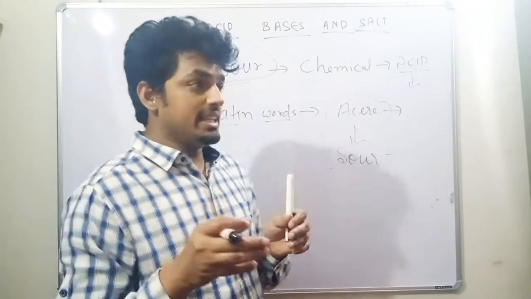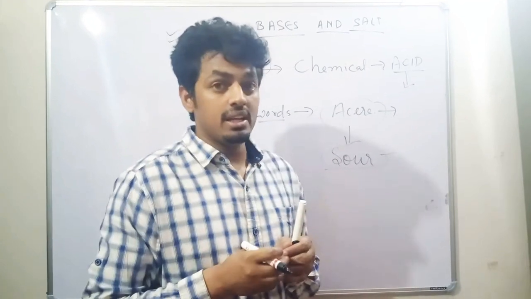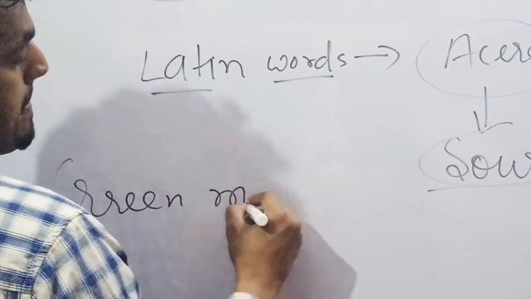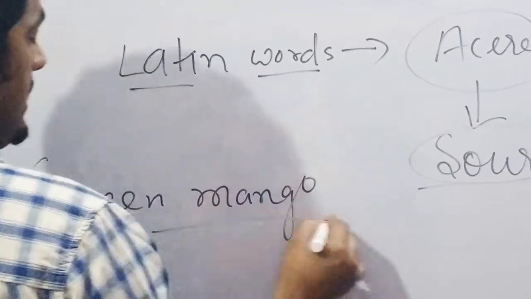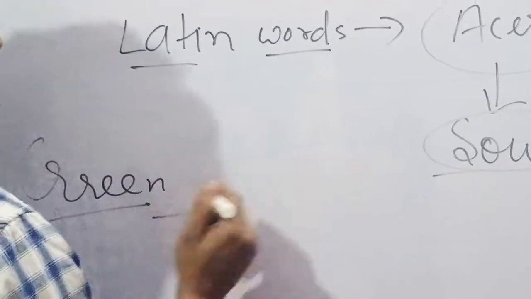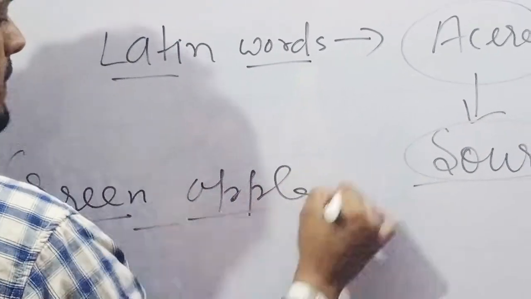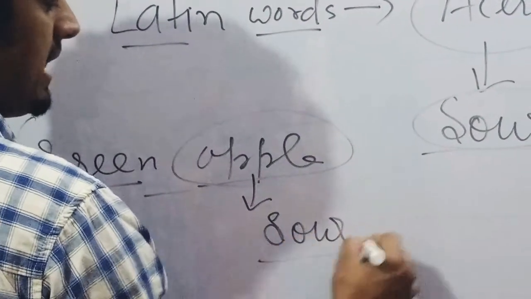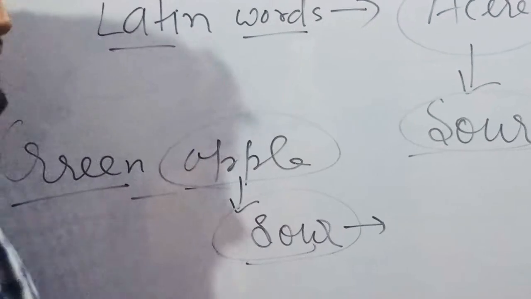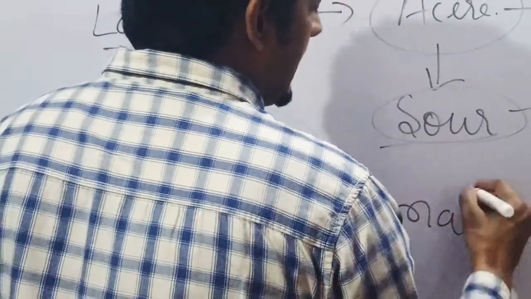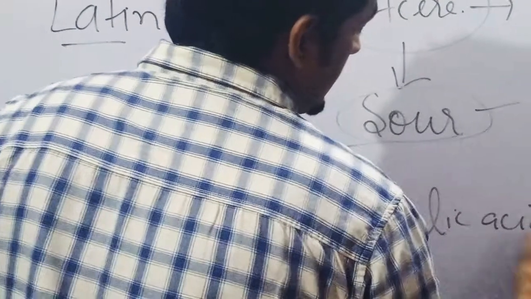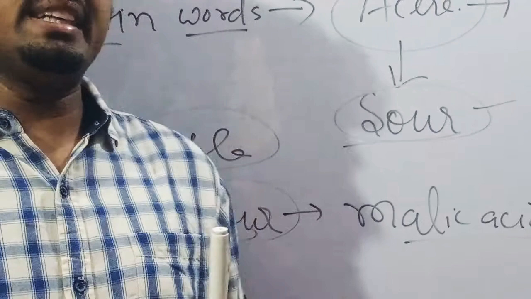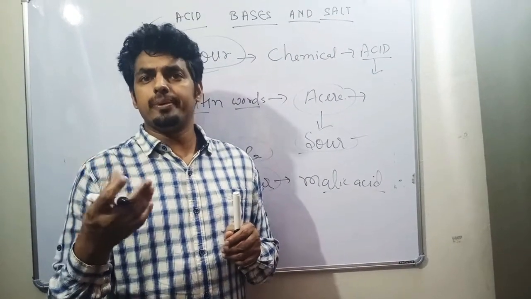Okay, suppose we are eating a green mango. What is green mango? If the apple, green apple, it also has a sour taste. Why do they have a sour taste? Because they have an acid, and that acid is malic acid. It is found inside it. In our industries, factories, many kinds of acid are formed.